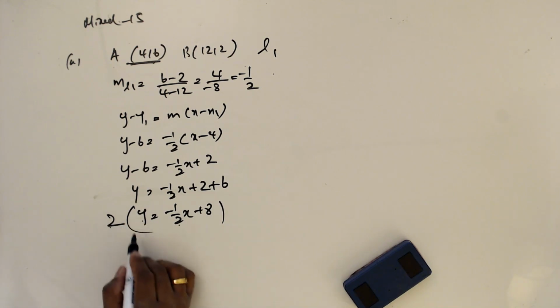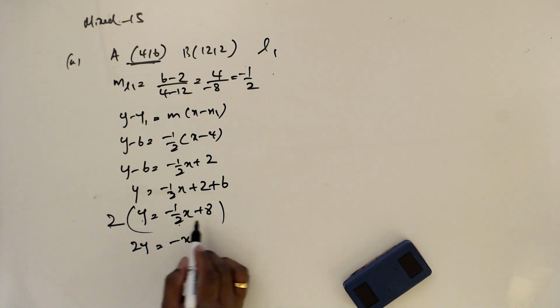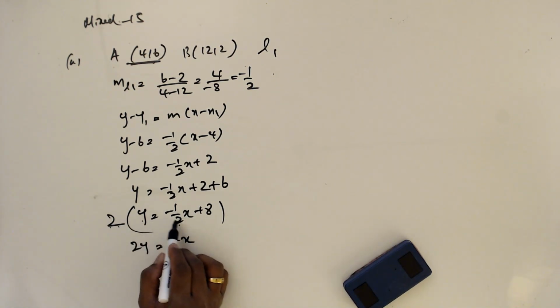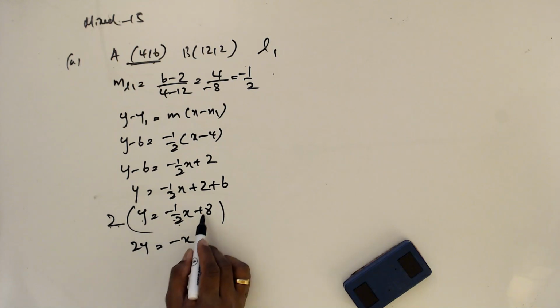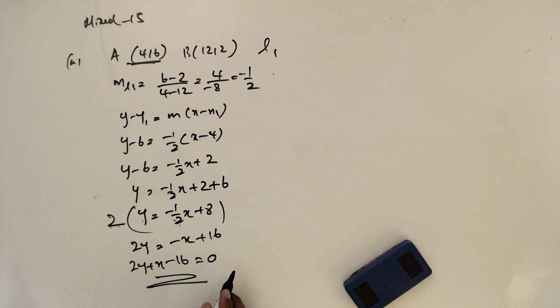Then 2 times y is 2y. This is going to be minus x. And 2 times a half cancels out. And 2 times 8 is 16. So 2y plus x minus 16 equals 0. We want to write it in that form. So x plus 2y minus 16 equals 0.